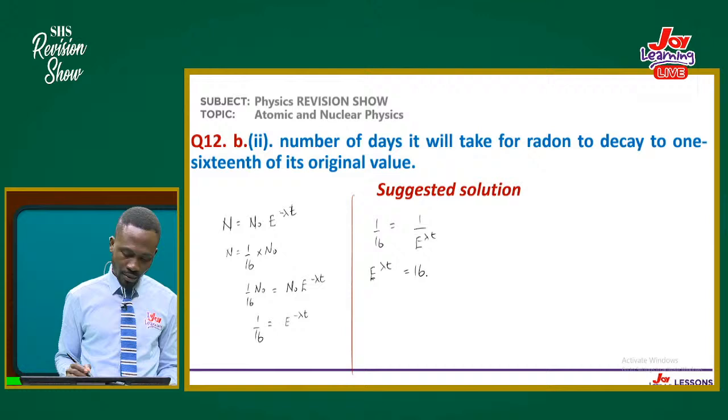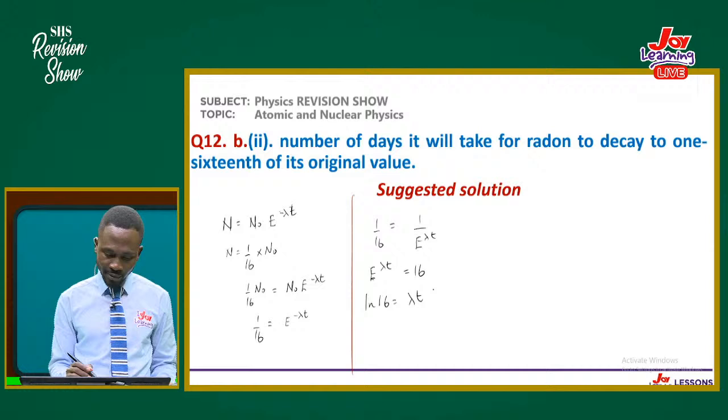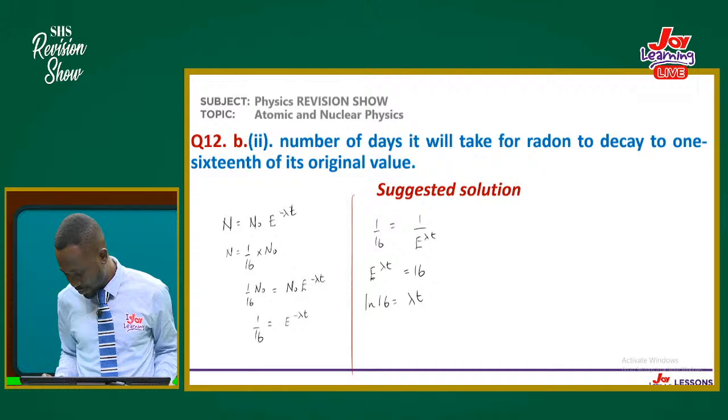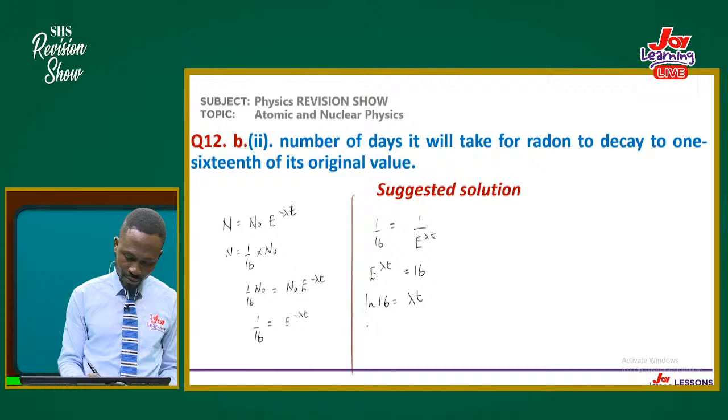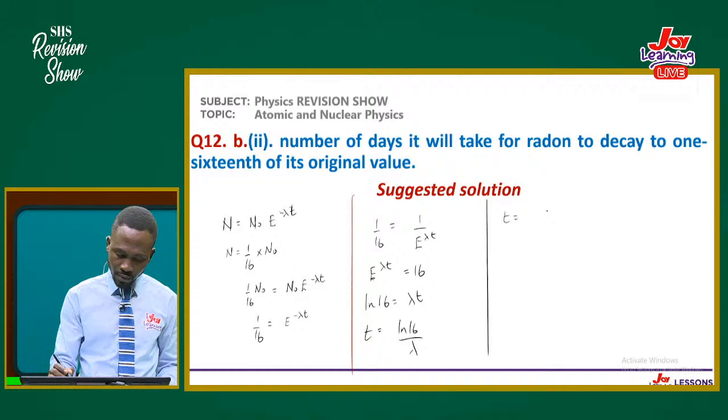So when you take ln on both sides, you get ln 16 is equal to lambda T, which then the e will go off. So we get ln 16 is equal to lambda times T. All right. So when we make T the subject, you get T equal to ln 16 all over lambda. And you know lambda to be 0.182. So T is equal to 2.77 all over 0.182.